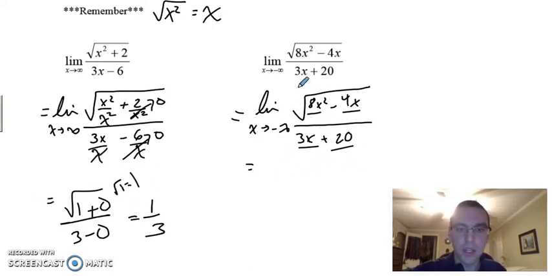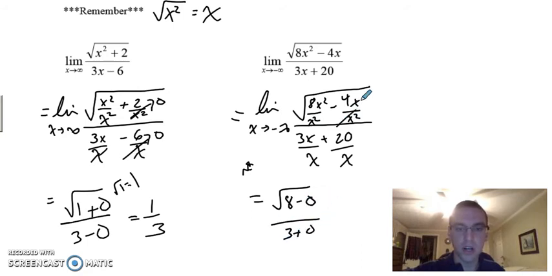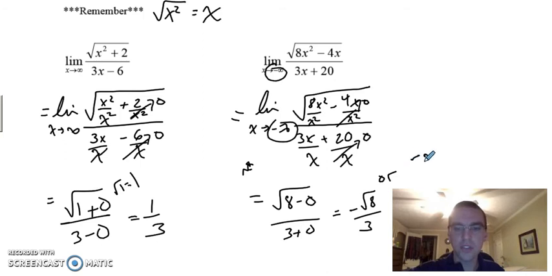Okay, what about this one? Well, same thing here. We're going to divide by the highest power in the denominator. That's x. So what does it have to be inside? It has to be x squared inside the radical. So what are we going to get? We're going to get the radical of 8 minus 0 over 3 plus 0. These all go to 0. And so the key thing here is that we're at negative infinity, and so therefore the final answer is negative square root of 8 over 3, or negative 2 square roots of 2 over 3, depending on how you want to deal with that. I don't care.